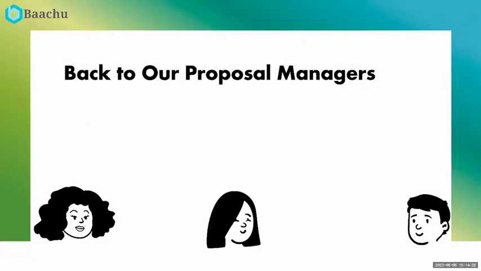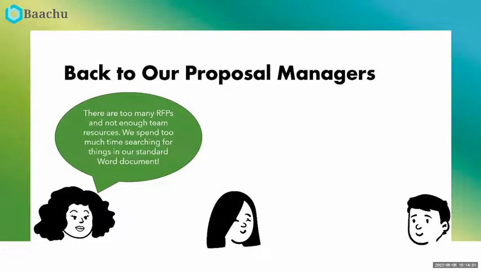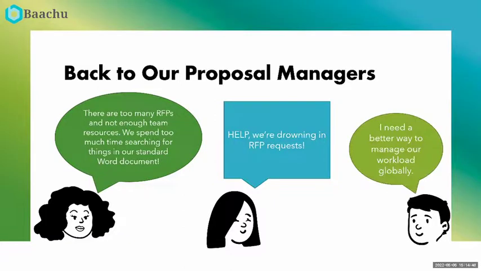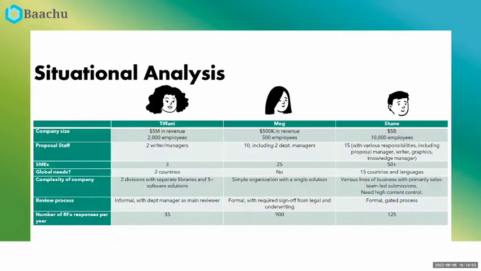Back to our proposal managers. The results, by the way, of your analysis might look very much like the overview I provided earlier. Tiffany is struggling. There's too many RFPs and not enough resources. We spend too much time searching for things in our standard Word document. Meg is drowning. And Shane needs a better way to manage his workload globally. This situational analysis could very well be a result of what your assessment looks like.